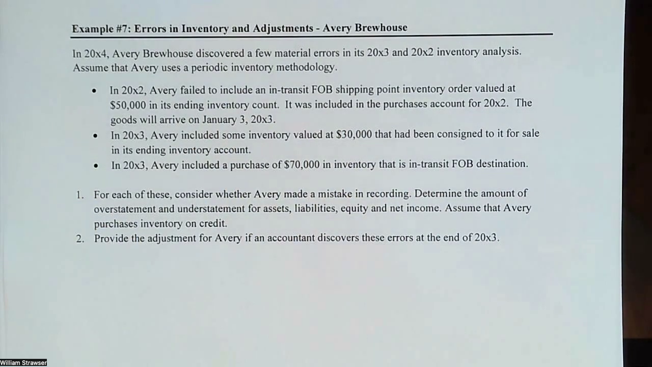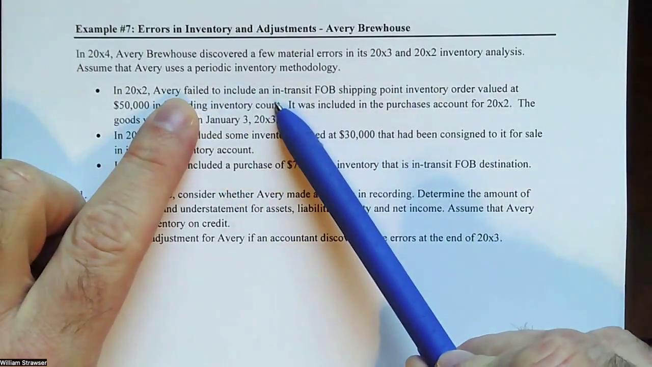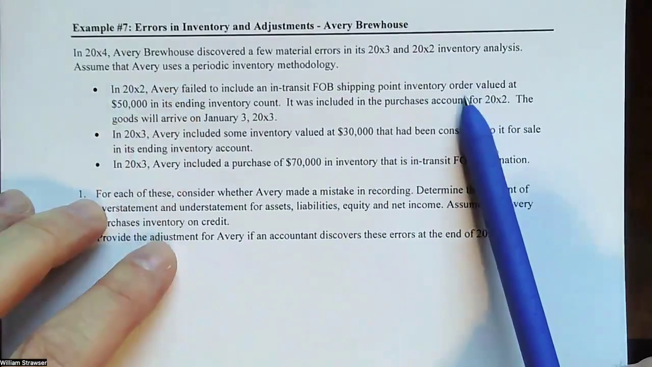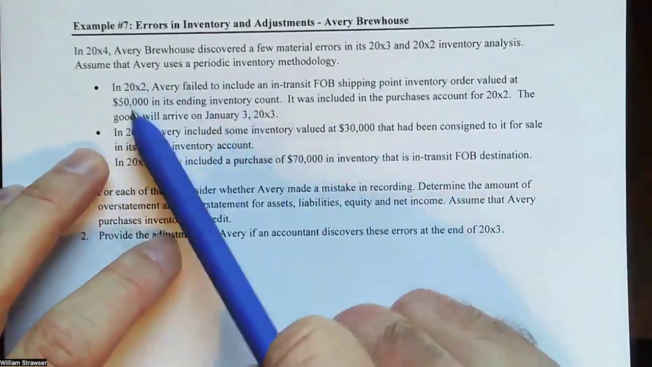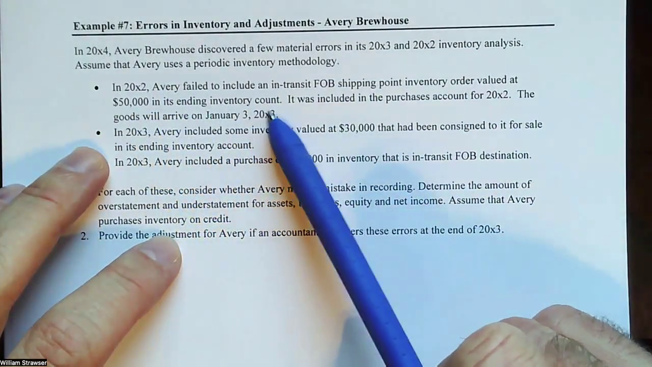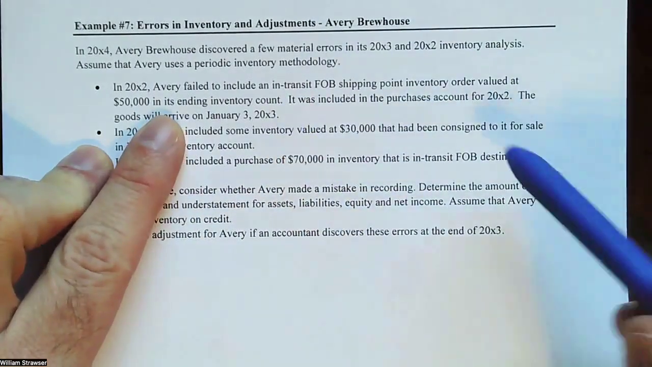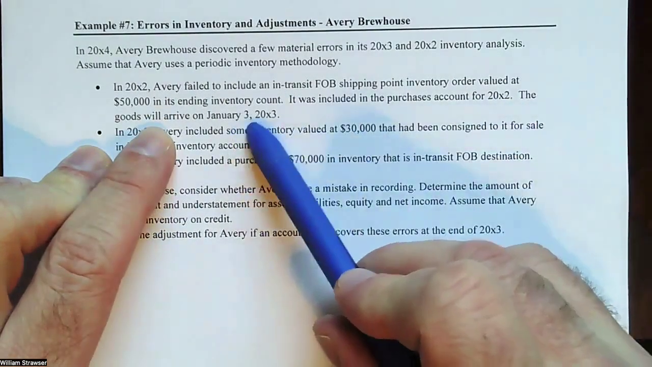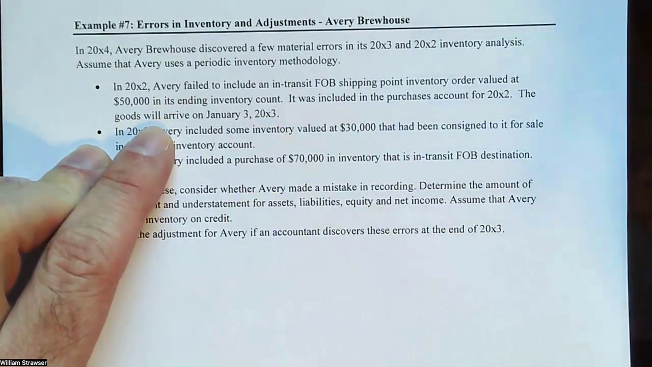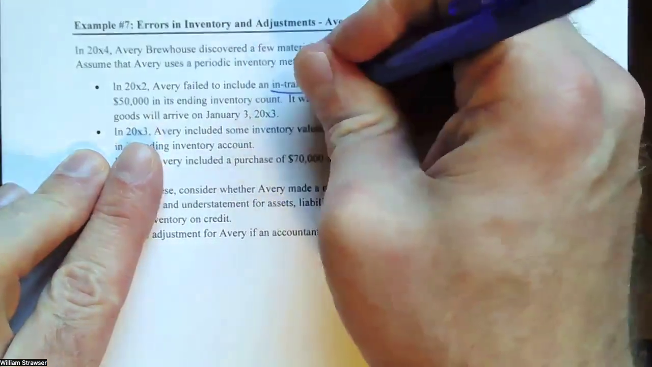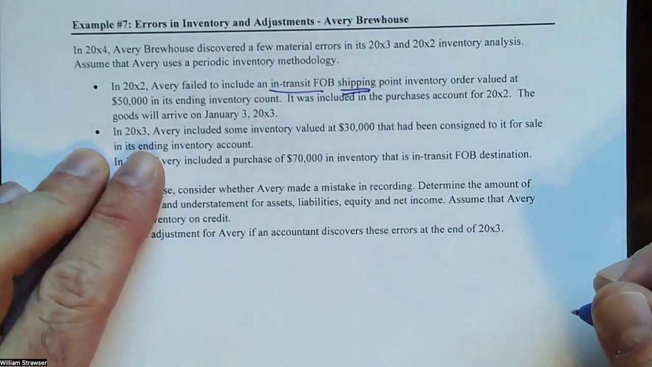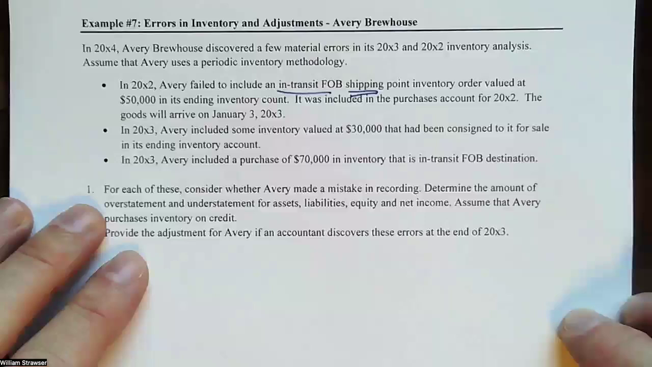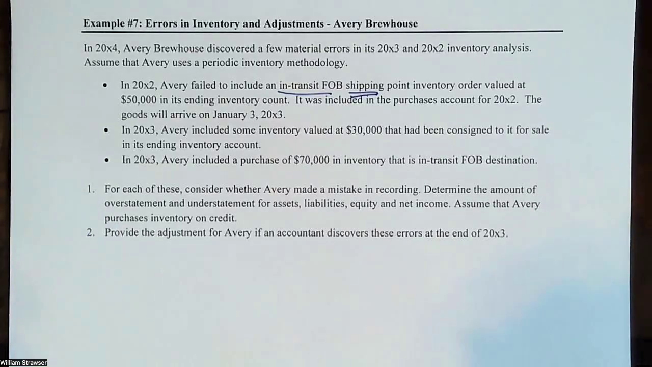Right. So in 20x2, they failed to include in-transit FOB shipping point inventory. They ordered the inventory, it was valued at $50,000 in its ending inventory account. It was included in the purchases account for 20x2, and the goods are going to arrive in 20x3. So in 20x2, this was in-transit FOB shipping point inventory. Should it be ours? Should Avery record this inventory as part of theirs?